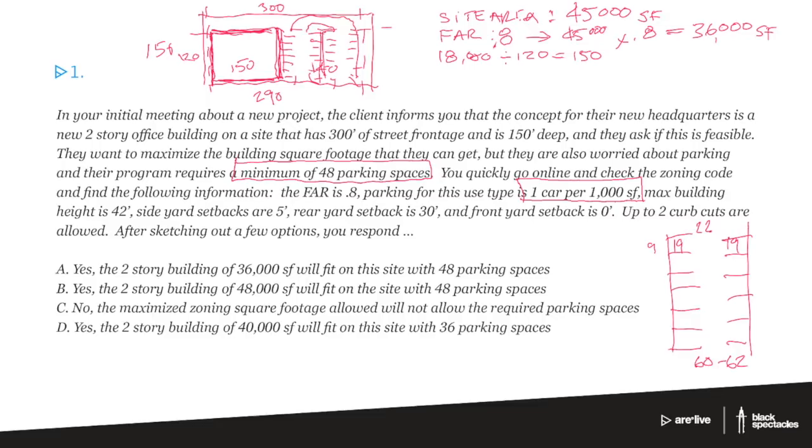140 feet, 120 going the other direction. Once I start to know that, I should be able to just glance at it and know that this is going to fit. Then the question becomes, which of these is actually true? And sure enough, A, yes, the 2-story building of 36,000 square feet with 48 parking spaces will in fact fit. So like I said, that's a lot of information. It sounds difficult when we talk it through like this, but it's actually a relatively fast process to go through.